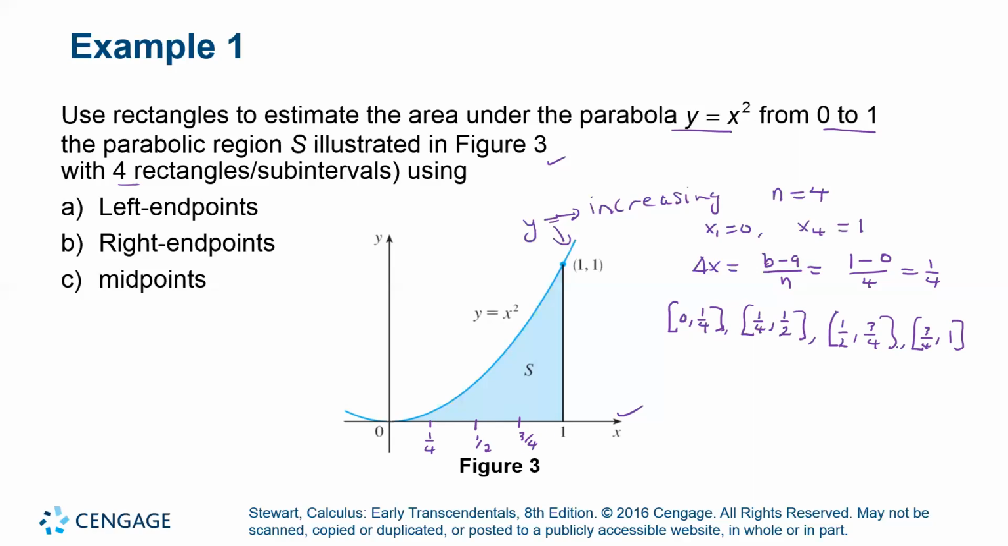These are my intervals, where x1 is 0 and x4 is 1. So how many subintervals? 1, 2, 3, 4. Okay, so we're going to use the rectangles considering the left endpoints, the right endpoints, and then the midpoints. So let's consider them individually.